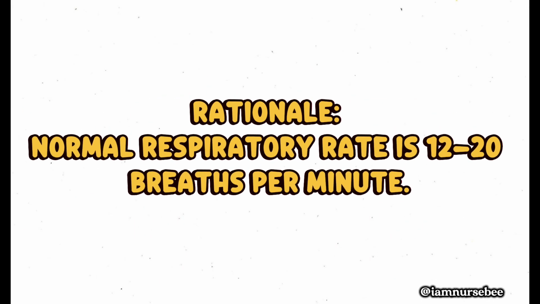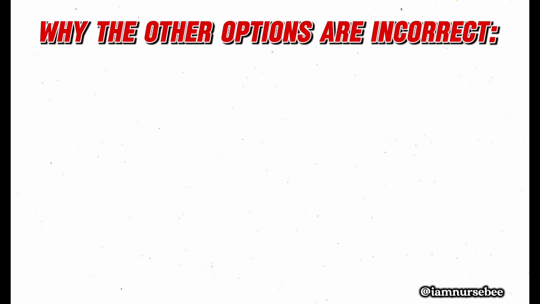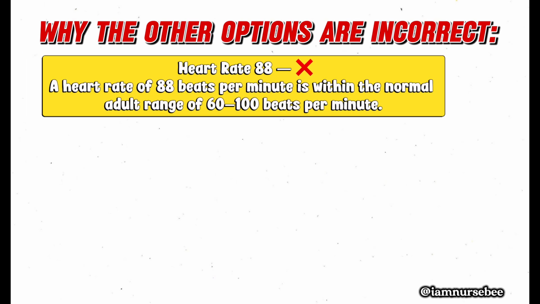Rationale: normal respiratory rate is 12 to 20 breaths per minute. Why the other options are incorrect? Heart rate 88. A heart rate of 88 beats per minute is within the normal adult range of 60 to 100 beats per minute.